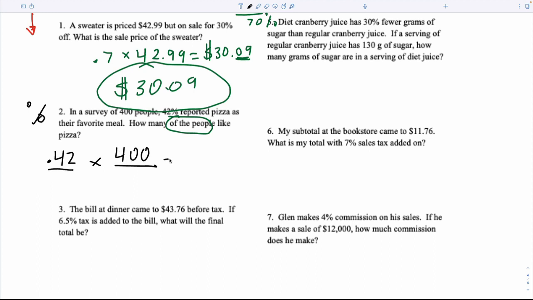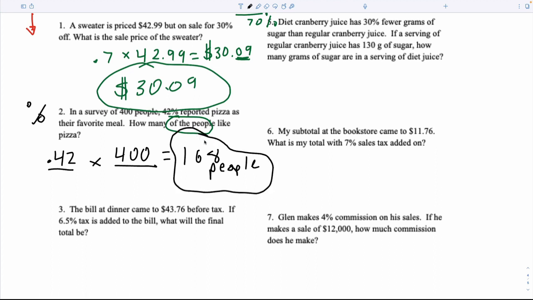Good. Plug it into your calculator. What is your answer? 0.42 times 400 is written on my page, and it is in my calculator. Chad. We're going to label it 168 people is my answer.